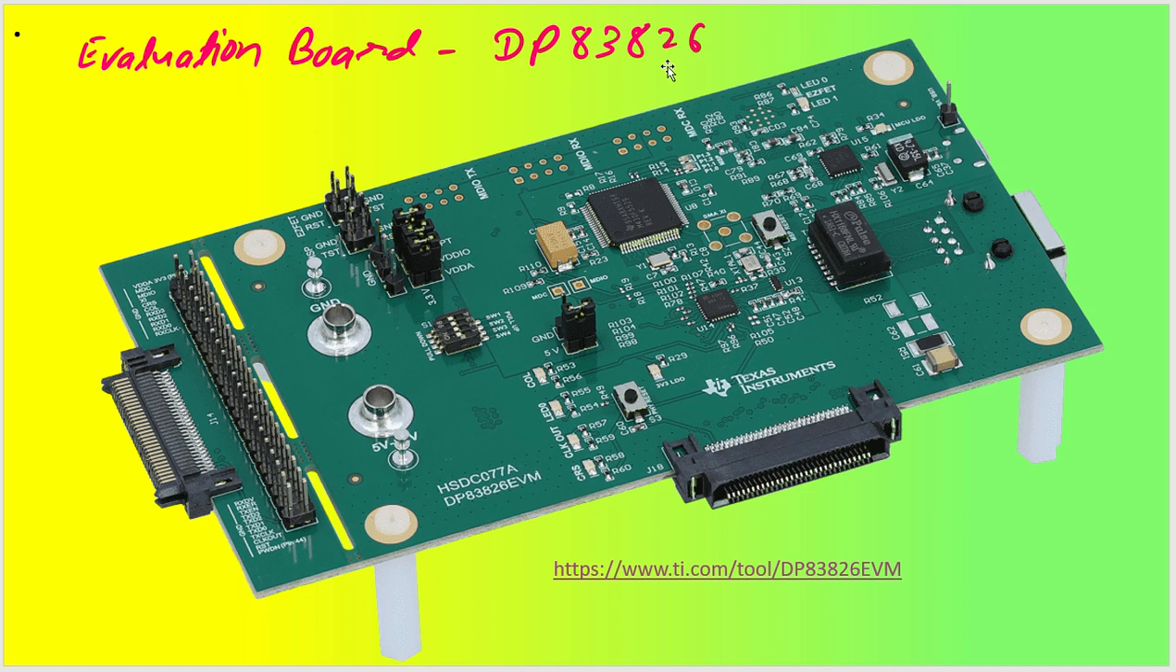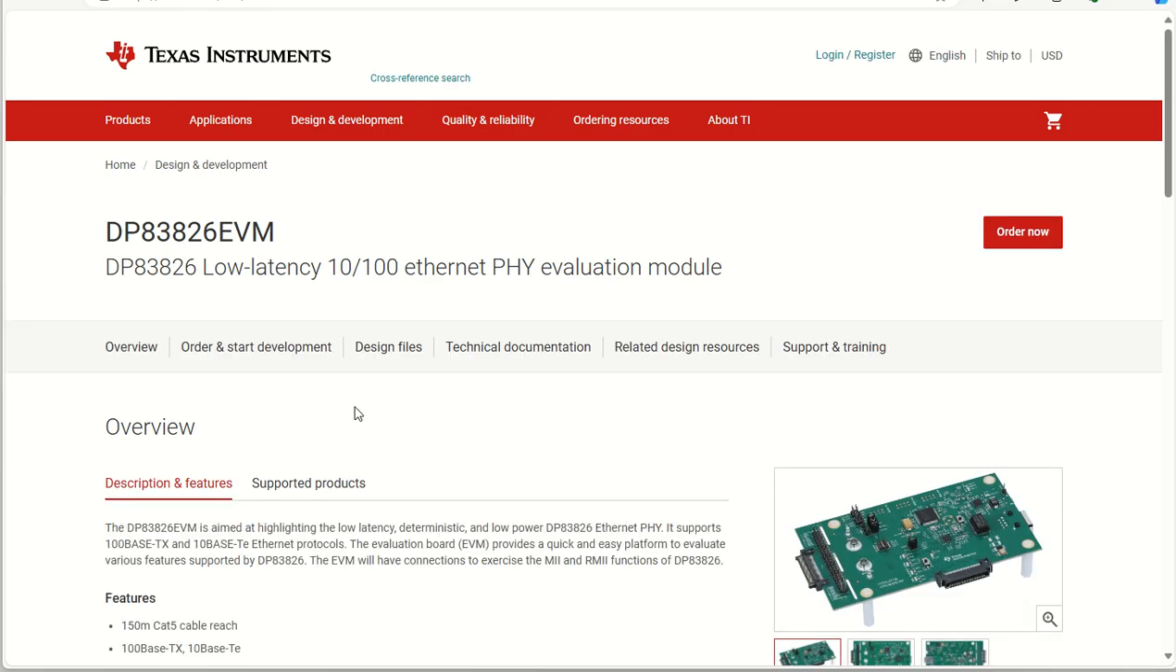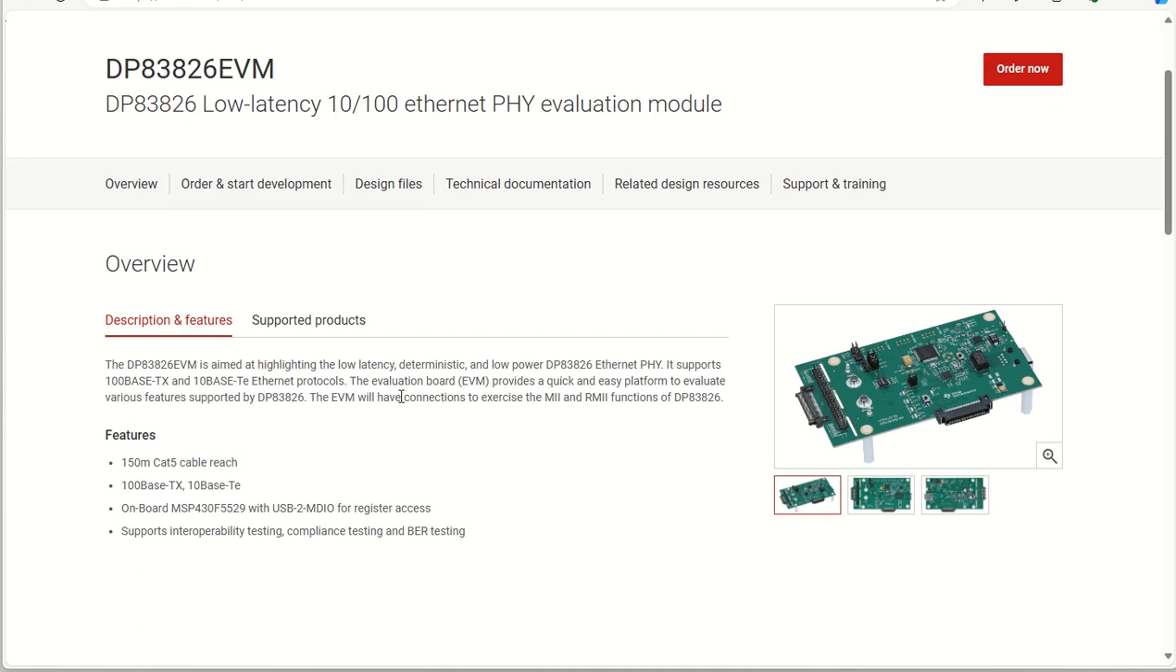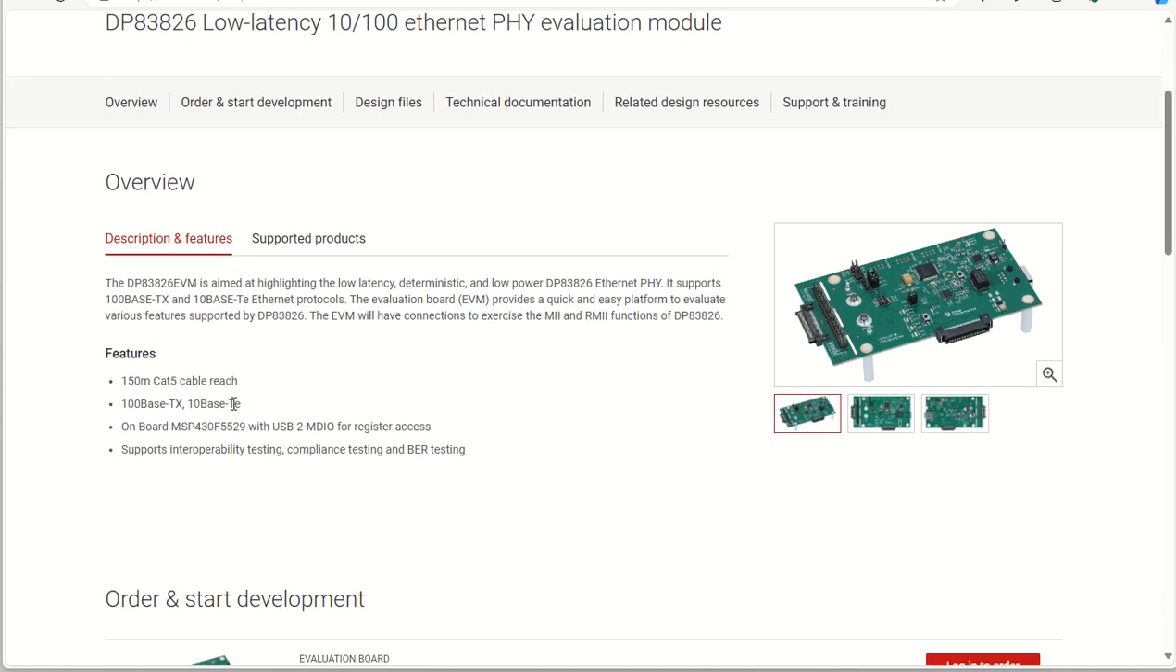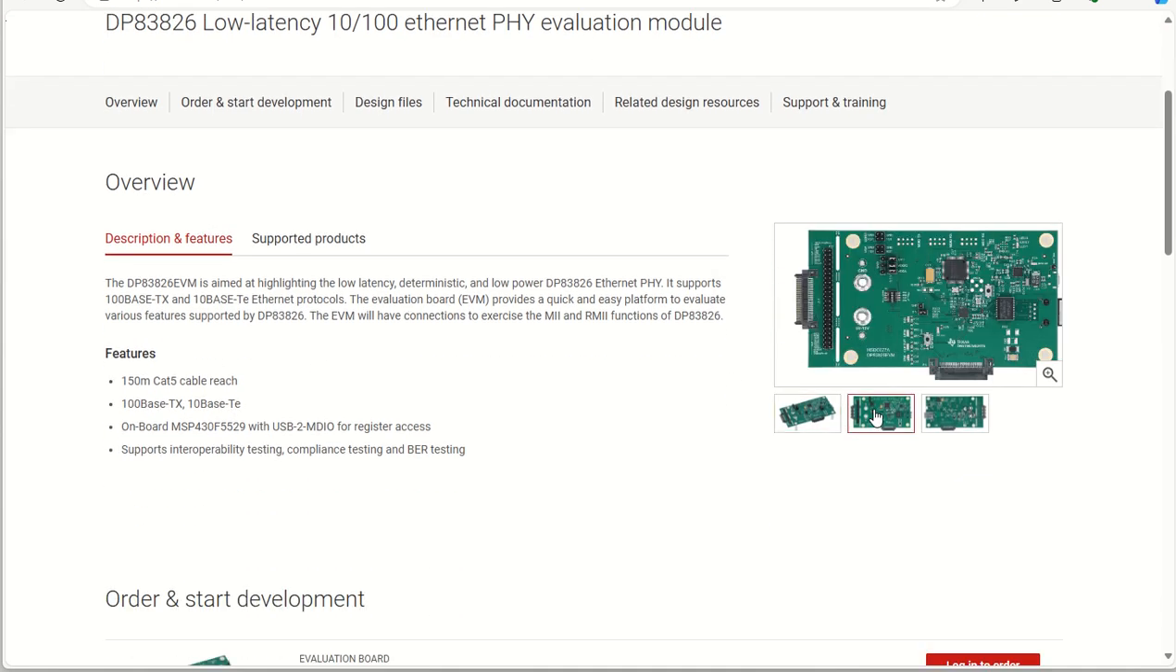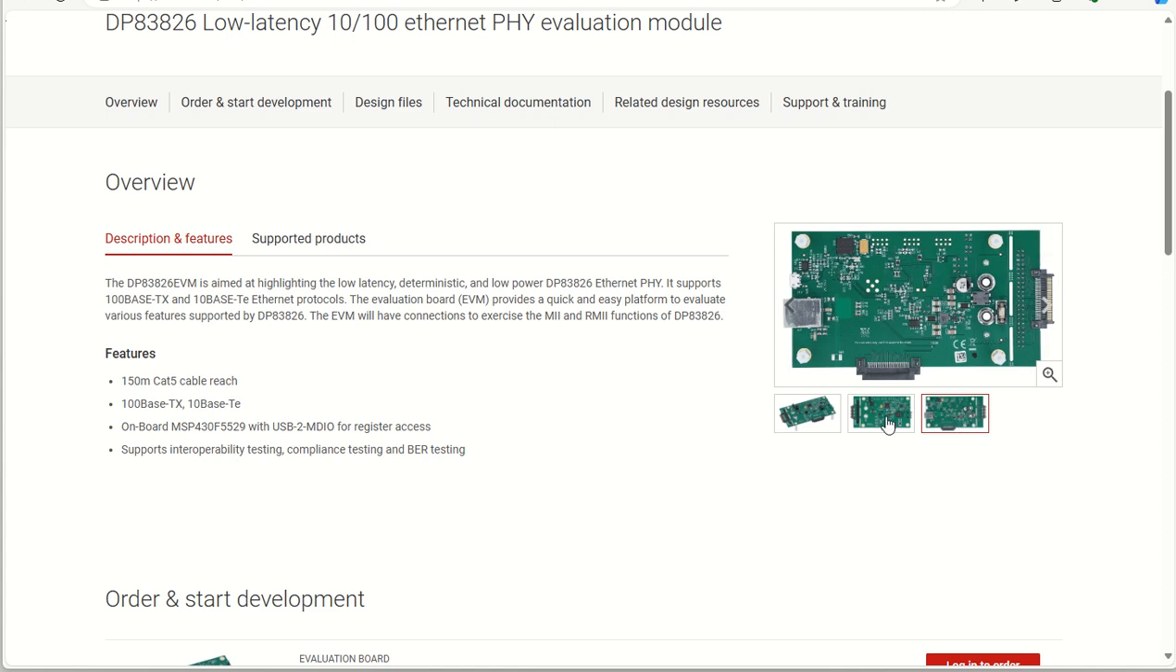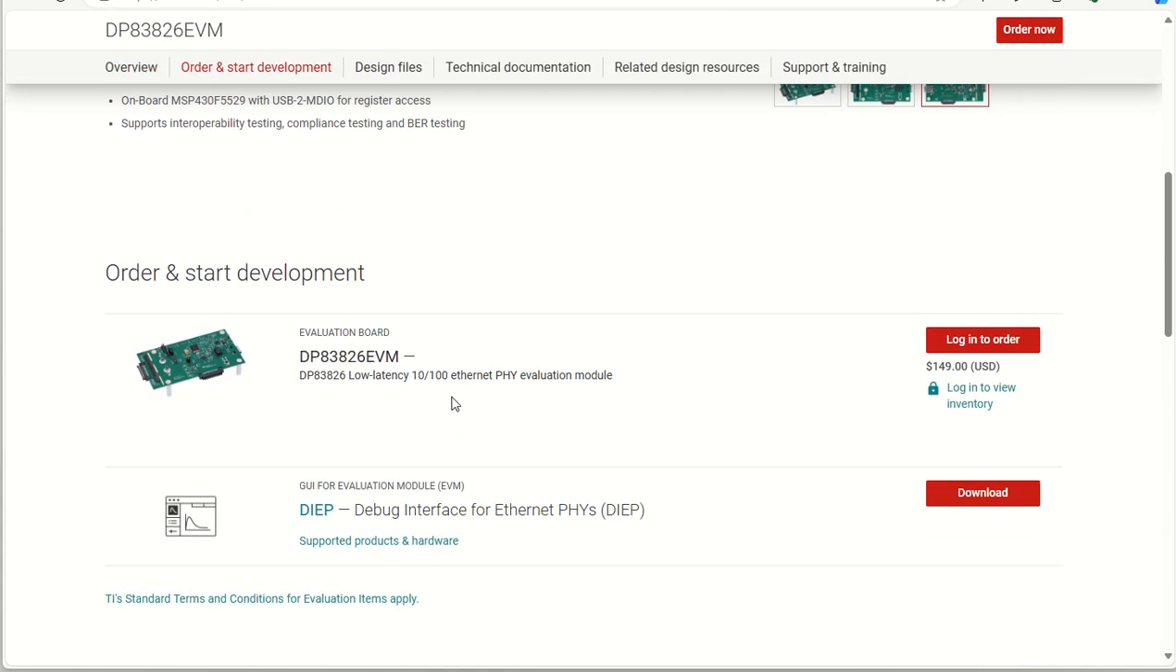And if I open this particular link, then you can see we have the DP83826 low latency 10 Mbps 100 Mbps Ethernet PHY evaluation module. And this is a very good IC, and they have given you almost everything. This is what the board looks like, so different views are there, and it costs just 149 USD. So if you want, you can directly buy this.